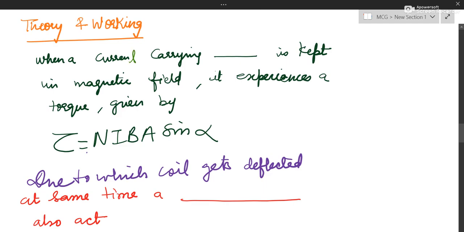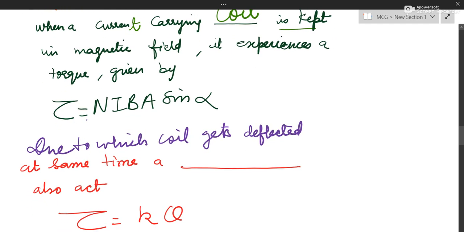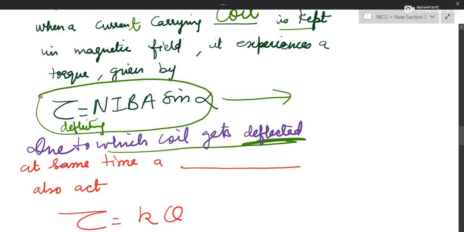When a current carrying coil is kept in a magnetic field, it experiences a torque given by torque is equal to NIBA sine alpha. So this we know, due to which the coil gets deflected, because it is torque, so it will rotate. This torque is called deflecting torque.